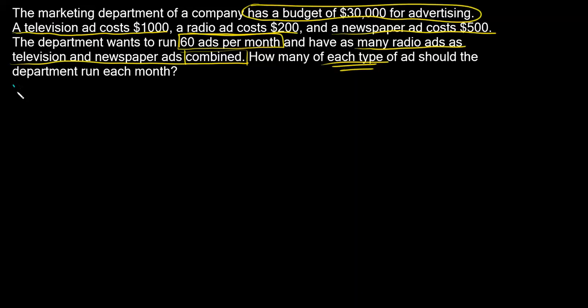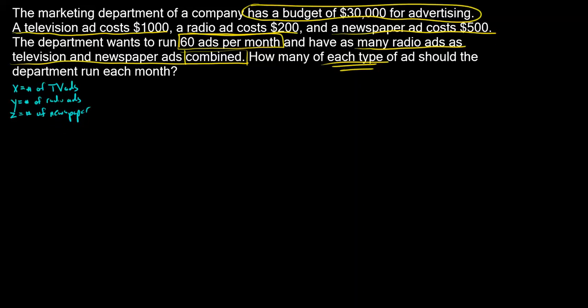I'm going to say X is the number of TV ads. I'm going to say Y is the number of radio ads. I'm going to say Z is the number of newspaper ads. So there's our 3 variables. How many of each type should we run? Well, X is going to be how many TV ads we should run, Y is going to be how many radio ads we should run, and Z is going to be how many newspaper ads we should run, okay?